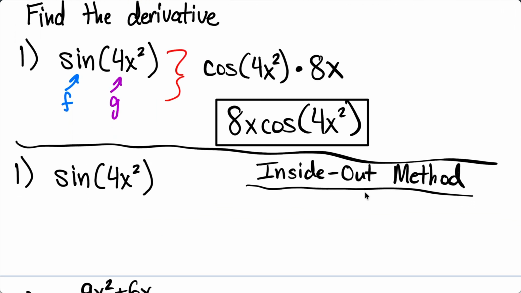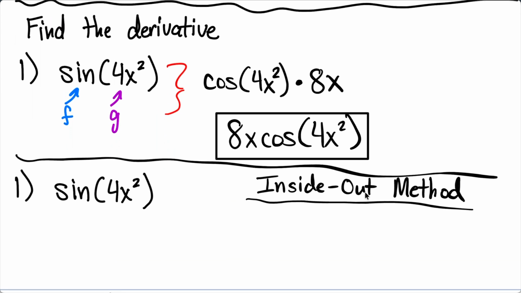So when you identify that you have a composite function, one function inside the other, the way that I do it is I say, okay, I have this inner function here, 4x squared. The derivative of 4x squared is 8x. I'm going to highlight that yellow just to show that this 8x came from the derivative of 4x squared. Now I'm going to multiply that by the derivative of the outer piece. The outer piece is sine. The derivative of sine is cosine.